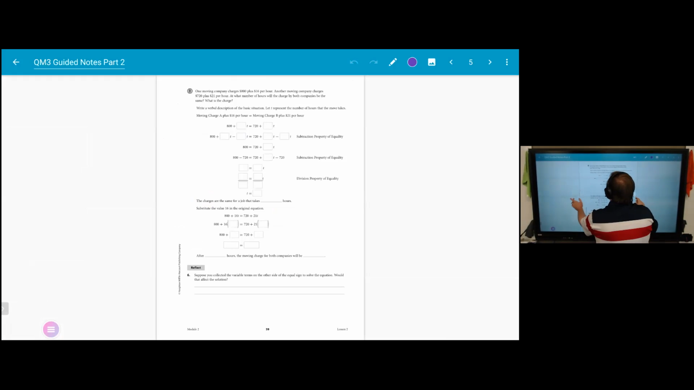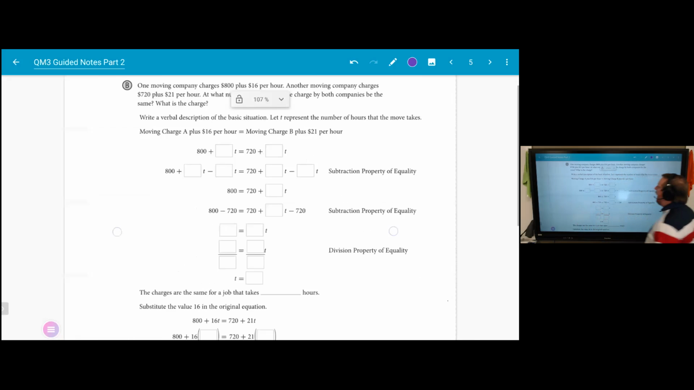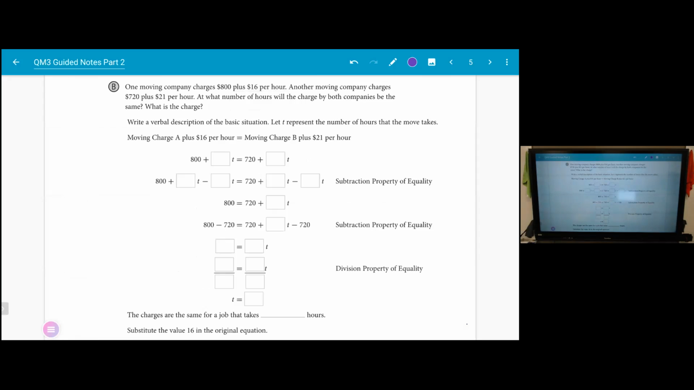We have another example here. One moving company charges $800 plus $16 per hour. Another moving company charges $720 plus $21 per hour. At what number of hours will the charge by both companies be the same? One question. And then, what is that charge? Write a verbal description matching the situation. It's when does moving company A equal moving company B?